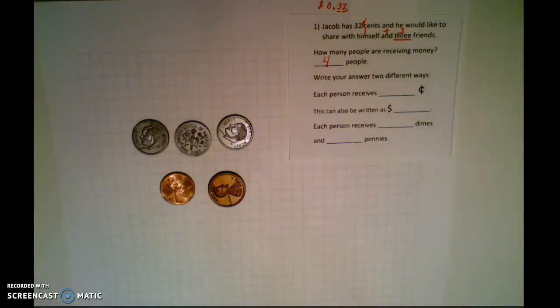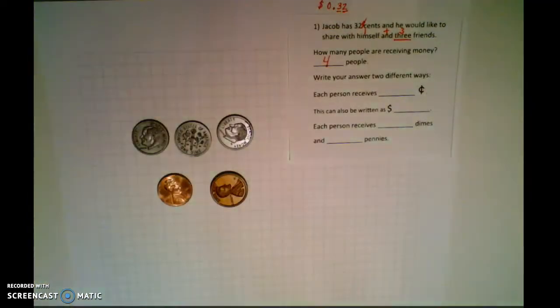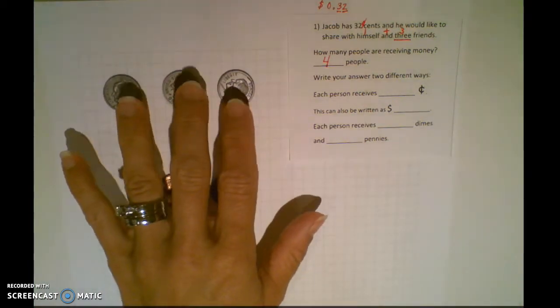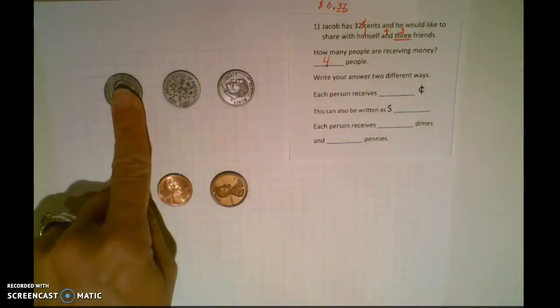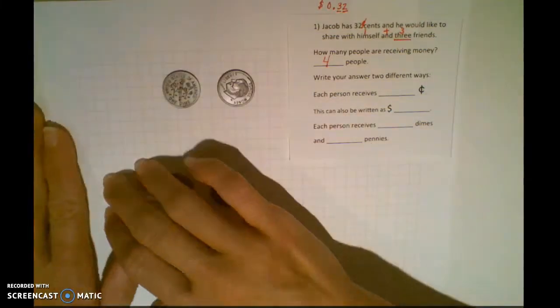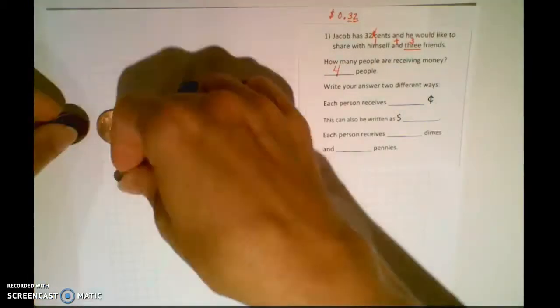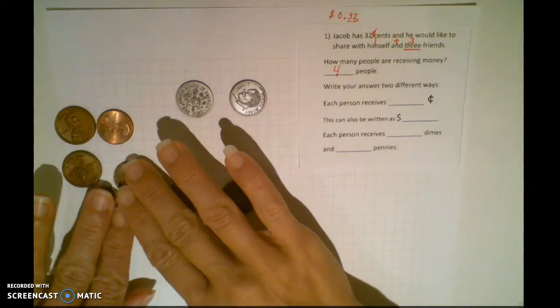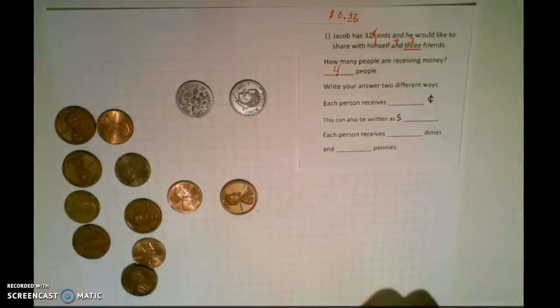So let's look at this. Is it possible, looking at this change that we have here, for Jacob to split it evenly 4 ways? Well, the answer is no. He can't divide 3 dimes into 4, but he can trade out. 1 dime is equal to 10 pennies. So if Jacob trades out his dimes for pennies, he might find that it's easier for him to divide. So let's do that.